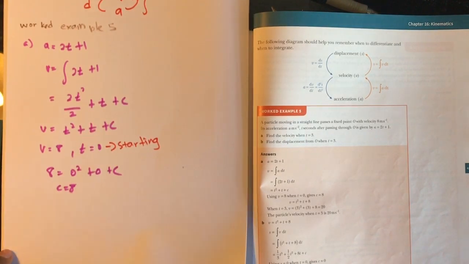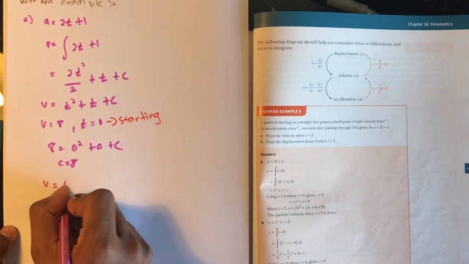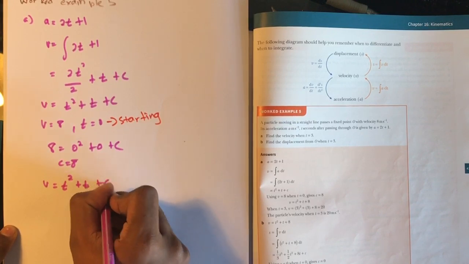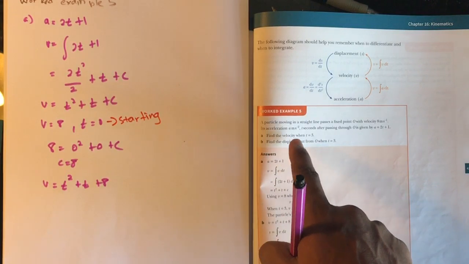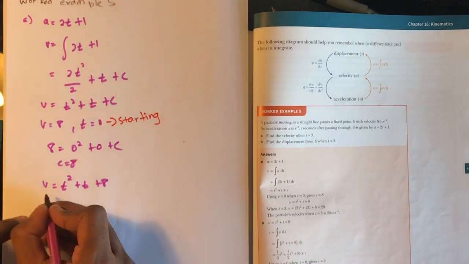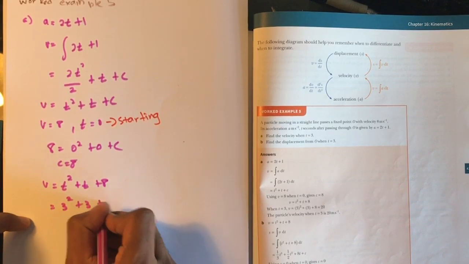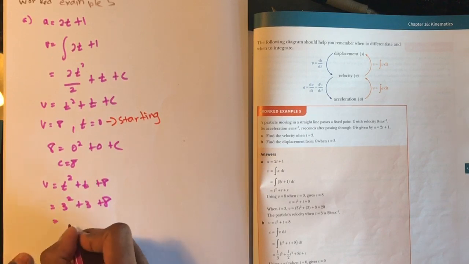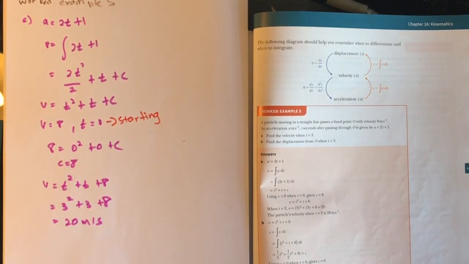Now that you got your c as 8, we have our equation already: v equals t square plus t plus 8. Now that we have this ready, we can find the answer they're asking. They say find the velocity when time equals 3. So you just replace inside: 3 square plus 3 plus 8. So here you get 9, 9 plus 3 is 12, 12 plus 8 is 20. So 20 meter per second. That's your answer for A.